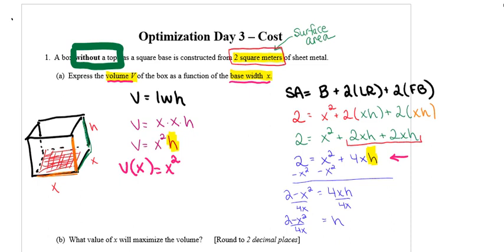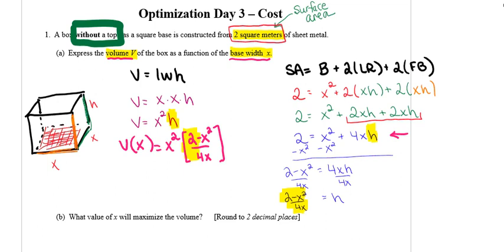I'm going to take that value of h now, the 2 minus x squared over 4x, and I'm going to go over here to my volume formula, and I'm going to replace that h with the 2 minus x squared over 4x. So now in my volume formula, I'm multiplying two fractions. I'm going to go ahead and simplify this by multiplying numerators to numerators. So 2x squared minus x to the fourth, all over 4x.